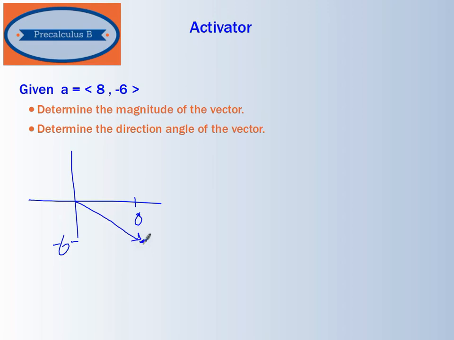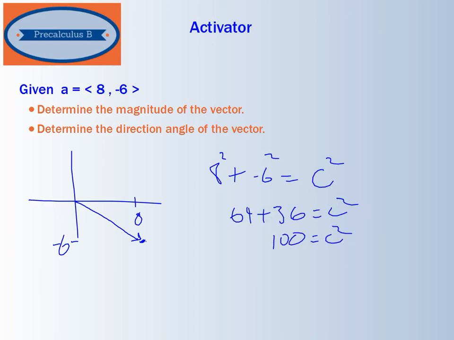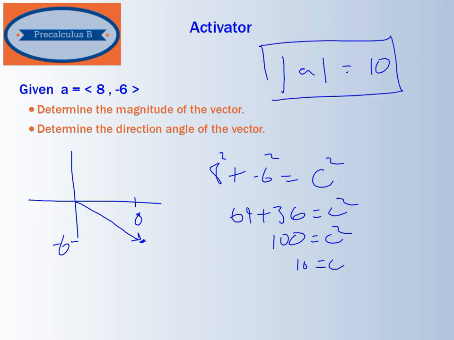All right, and if we think about the magnitude of this vector, well, we can just create a right triangle. We can use the Pythagorean theorem. It would just be 8 squared plus negative 6 squared equals c squared, or the magnitude squared. 64 plus 36 is c squared. So 100 is c squared. So we take the square root and we get 10 equals c. So the magnitude of A, which we would write like this, the magnitude of A is equal to 10. All right, that tells you the length of the arrow that represents the vector.